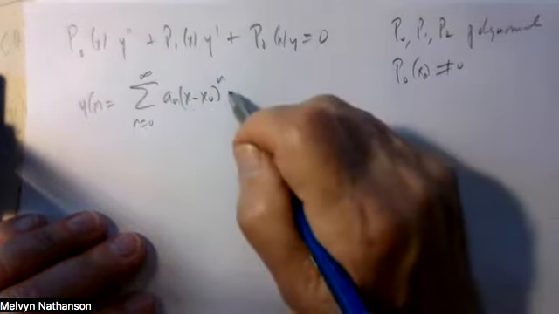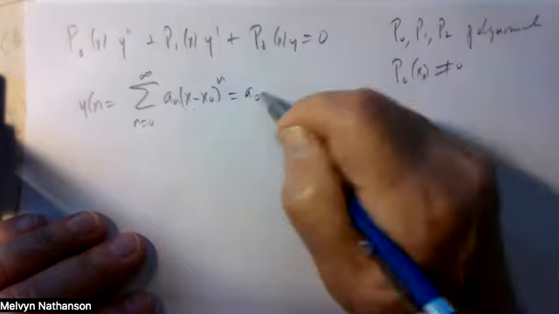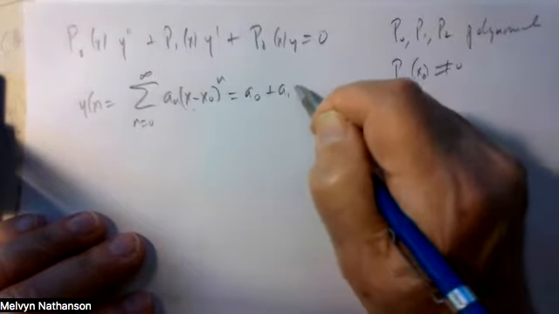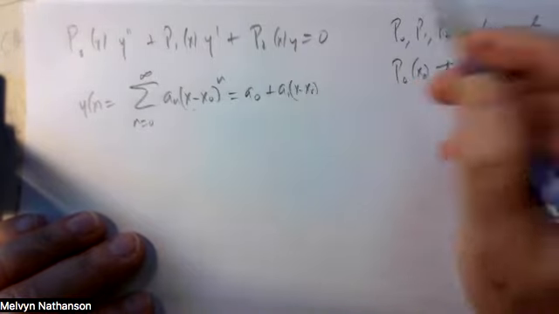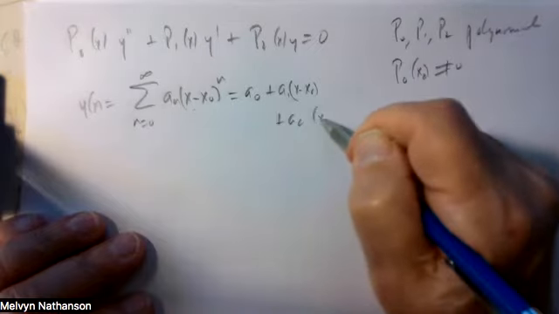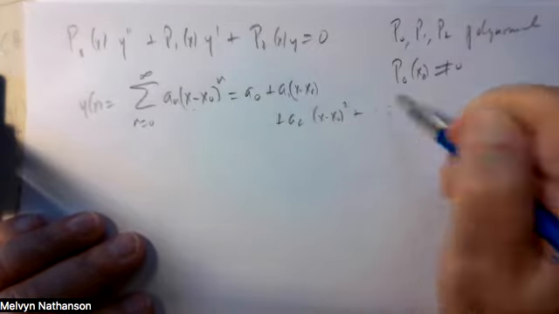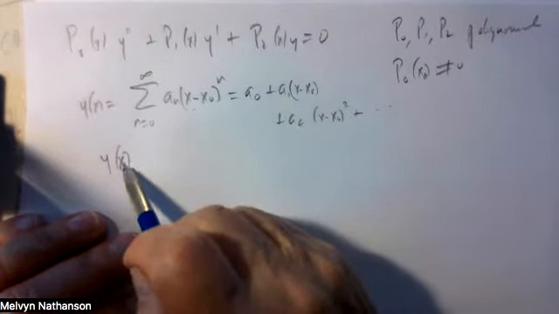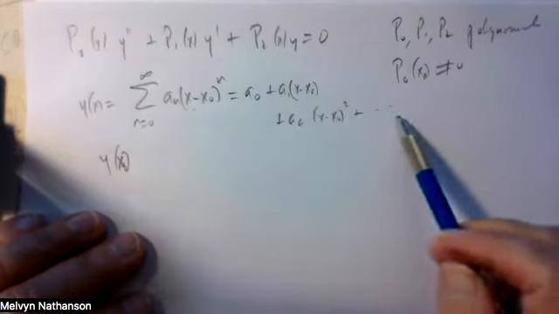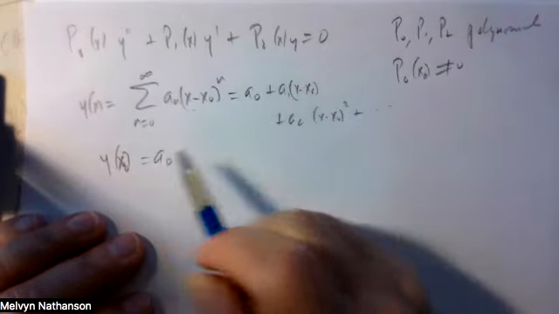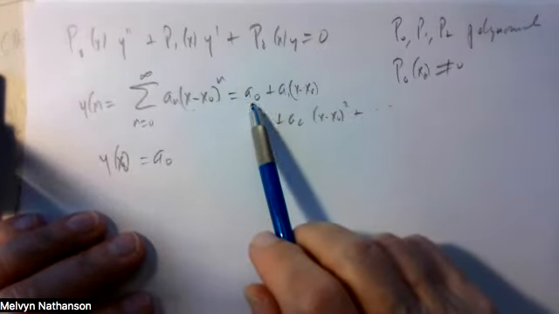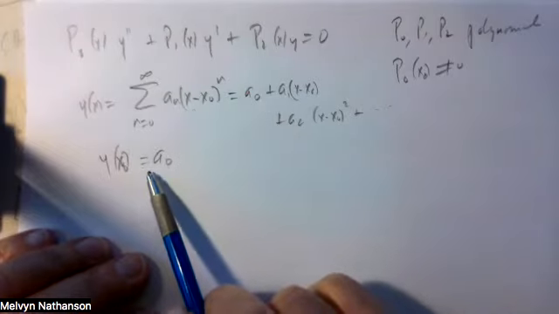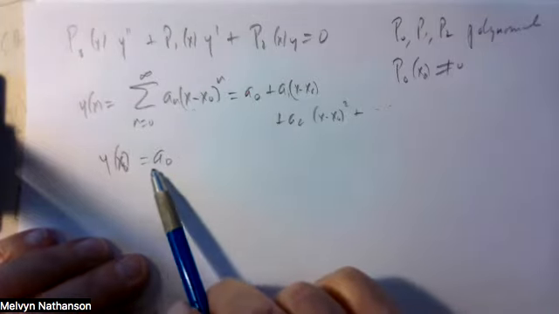By the way, if you write this power series out, what does this look like? A0 plus A1 times (x minus x0) plus A2 times (x minus x0) squared and so forth. So if you evaluate y at x0, all of these terms are zero, you just get a naught. So the constant term of your power series is the value of the function at x naught.